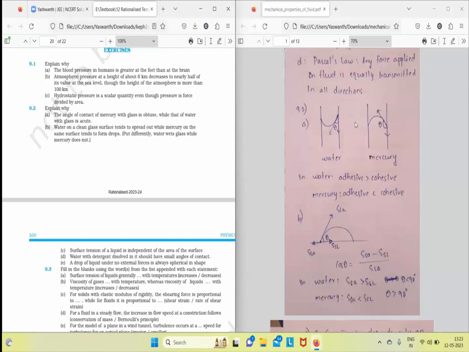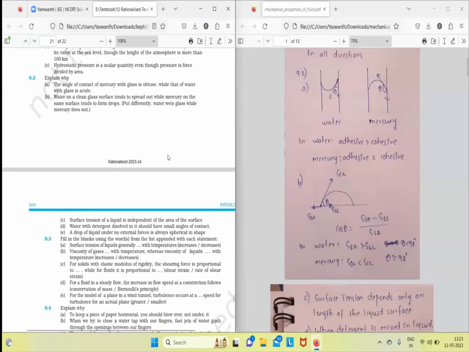So again, I'll explain the concept of angle of contact. Angle of contact of two interfaces, I mean two fluids. Here you can see that there is a single interface between water and glass, right? So here you can define the angle of contact. The angle of contact will be the angle between the tangent drawn to the surface of the liquid and the tangent drawn to the solid, I mean the glass, towards the liquid.